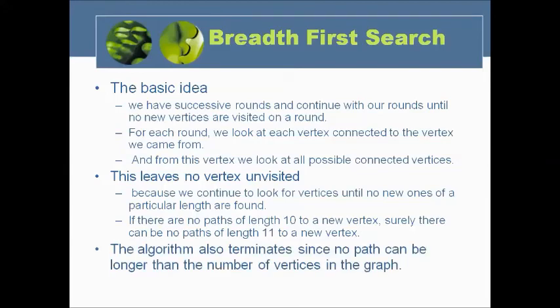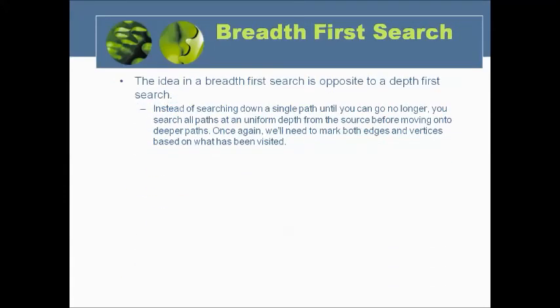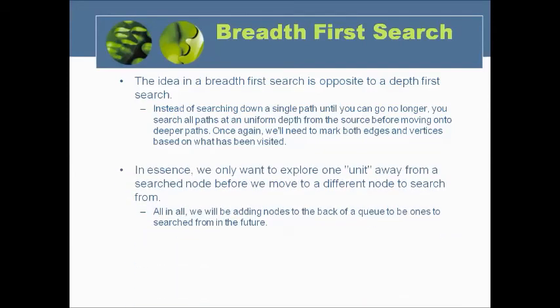The algorithm also terminates since no path can be longer than the number of vertices in the graph. So the idea in breadth first search is opposite to depth first search. Instead of searching down a single path until you can go no longer, you search all paths at a uniform depth from the source before moving onto the deeper paths. Once again, we'll need to mark both edges and vertices based on what has been visited.